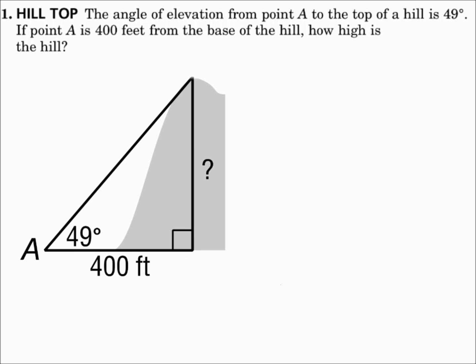We'll consider the right triangle. The angle of elevation is going to be the angle that's at the bottom. 400 feet is a horizontal because it goes from that point to the base of the hill. How high is the hill? Height is vertical, so that'll be the vertical side. Identify your sides, opposite, adjacent, and hypotenuse. The side across from my acute angle is opposite. The leg next to it is adjacent.